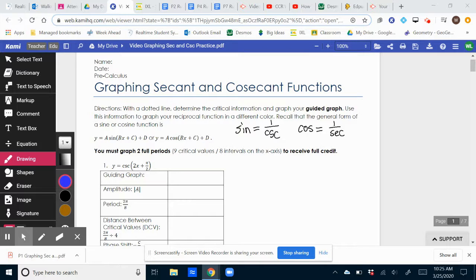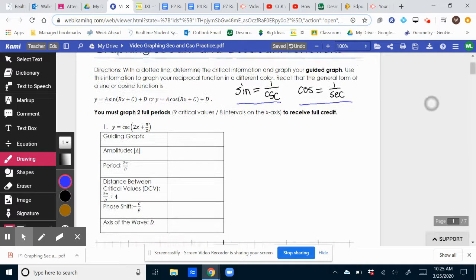All right, so the first thing, guys, is you need to remember which functions are reciprocals of one another. So sine is the reciprocal of cosecant, and cosine is the reciprocal of secant. All right, that's going to be very important. You need to keep that straight moving forward and not mix those up.